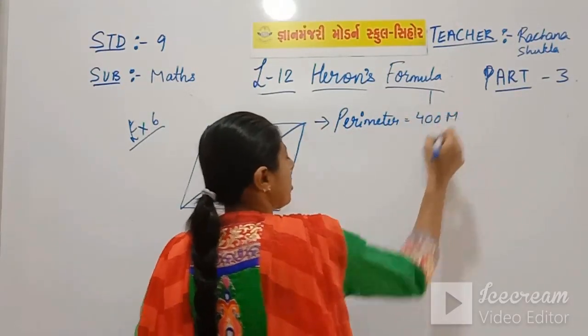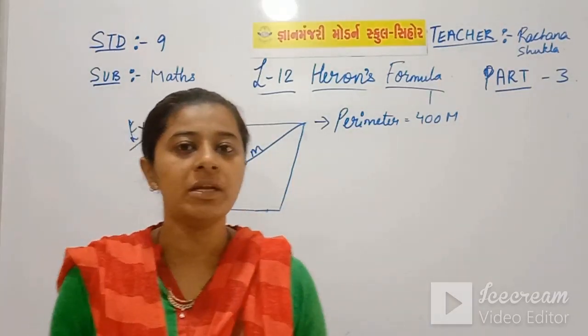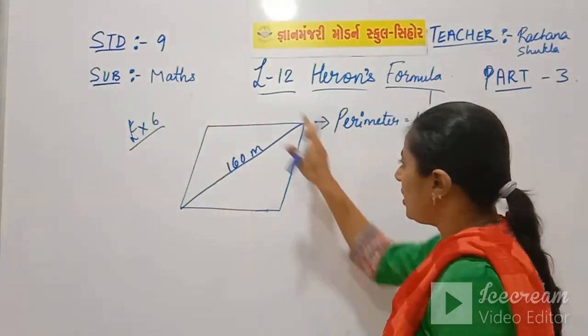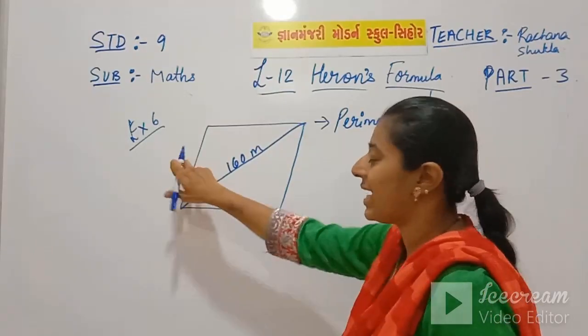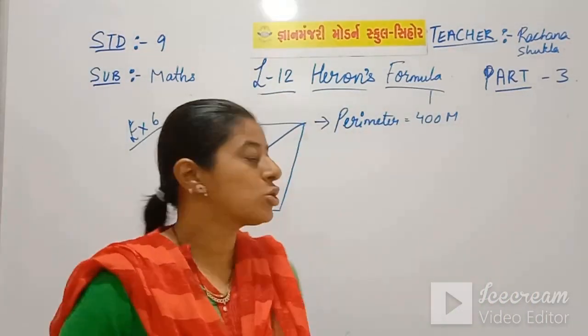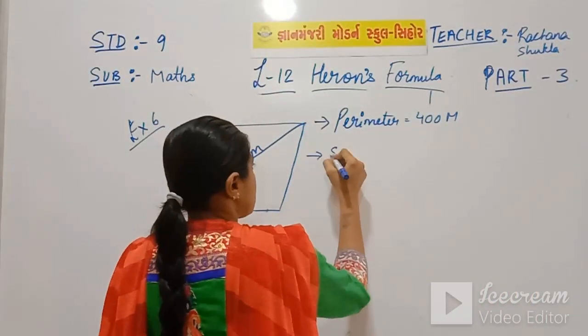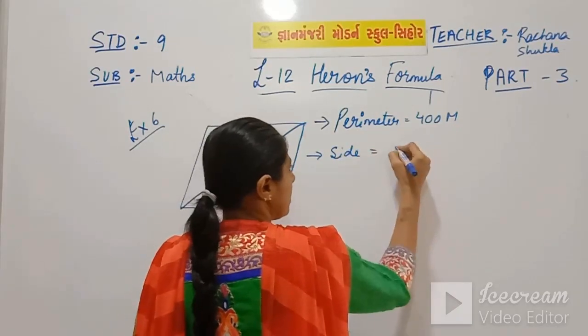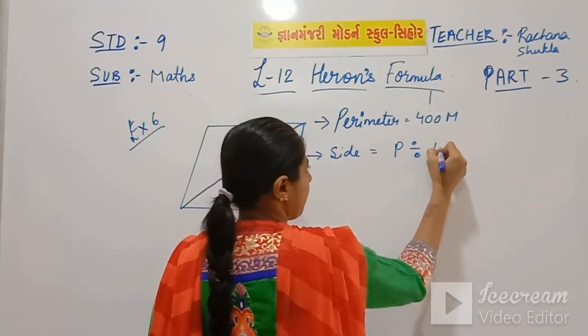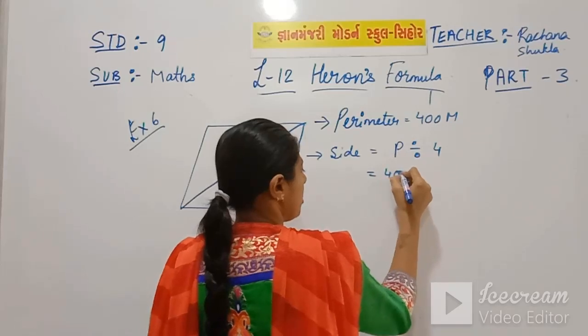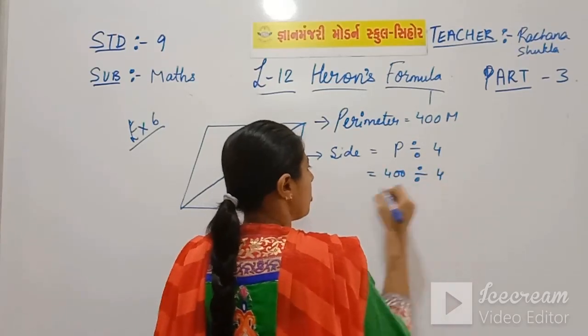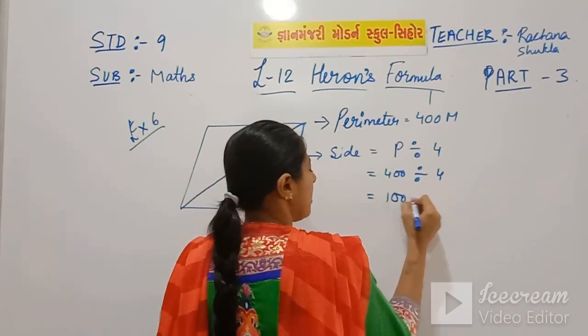Perimeter is equal to 400 meters. It is already given in your question. In a rhombus, all four sides are of equal length. So side is equal to perimeter divided by 4, which is 400 divided by 4, equal to 100 meters.